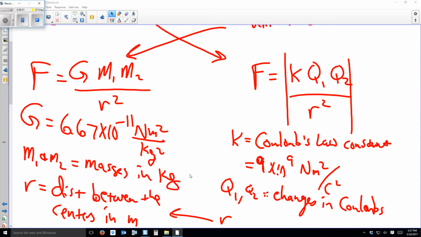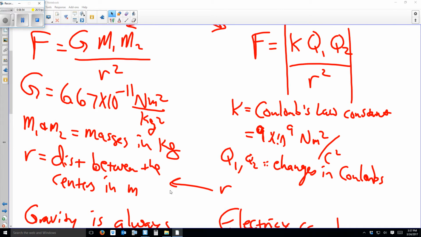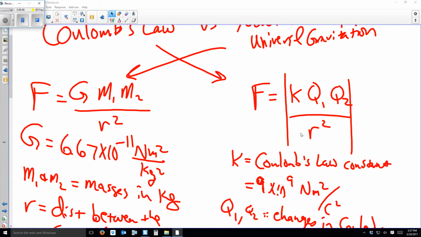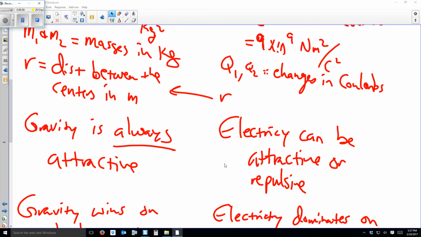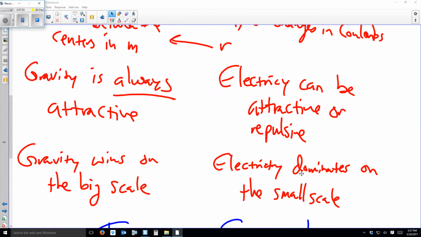And that is the distance between the centers still. It's not a radius or anything like that. Differences again, gravity is always attractive. Electricity is attractive or repulsive. But gravity wins on the big scale.